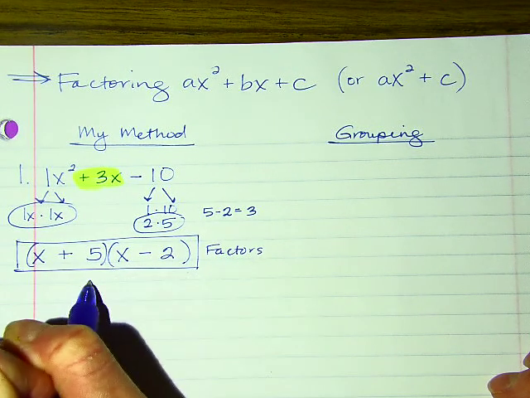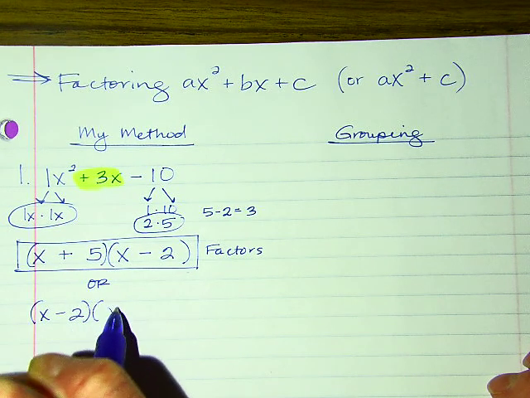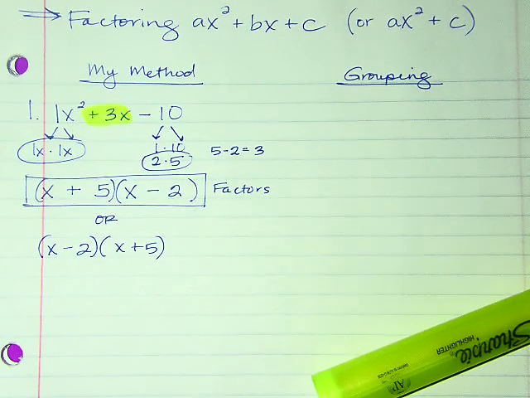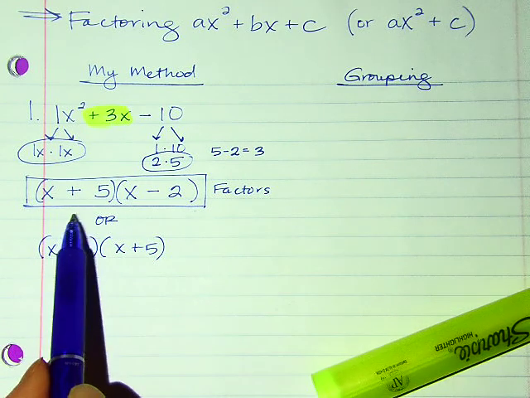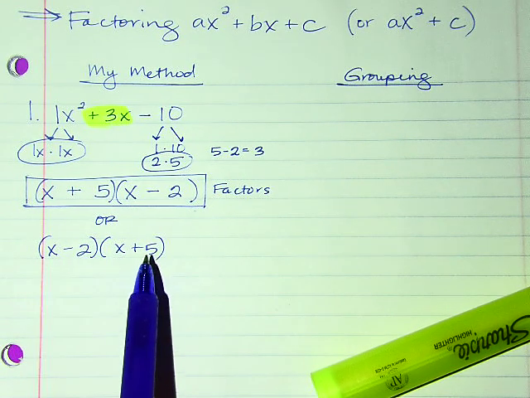Now, it would be okay to write these in reverse order, x minus 2 and x plus 5. These are the same because of the commutative property, right? 5 times 6 is the same as 6 times 5. So x plus 5 times x minus 2 is the same as x minus 2 times x plus 5.